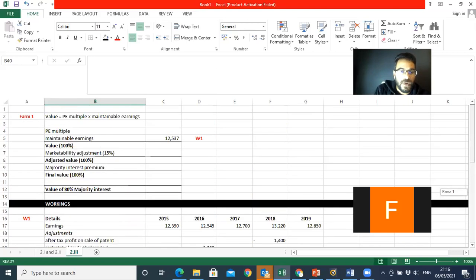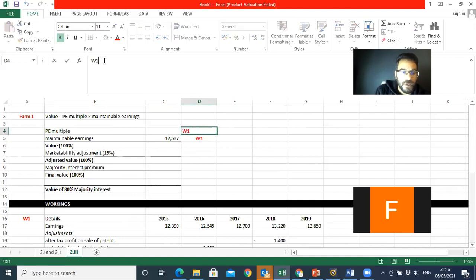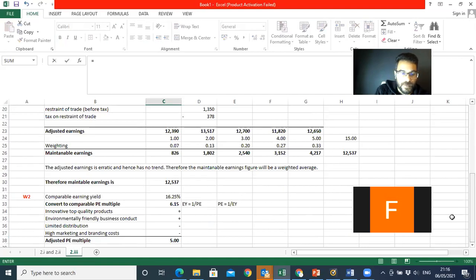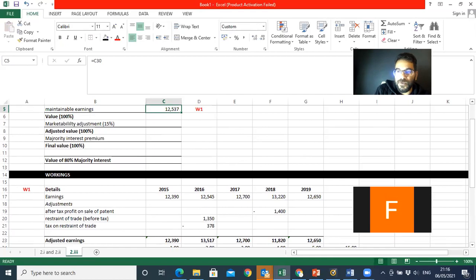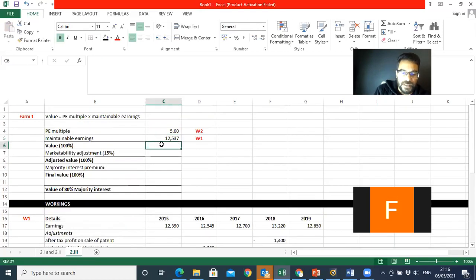So now all I do is I go plug in over here. I'm saying over here it is working 2 and it is 5. Where did I get 5? So there we go. So now I can say my value is PE multiple times the maintainable earnings. So I got, that is my price over here.